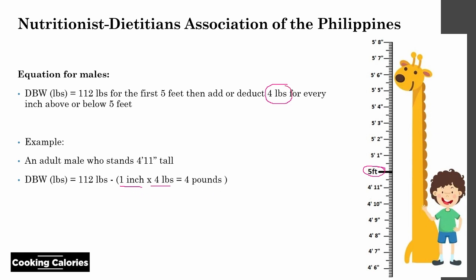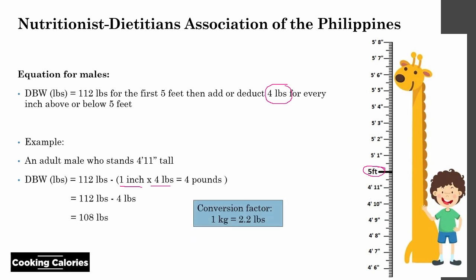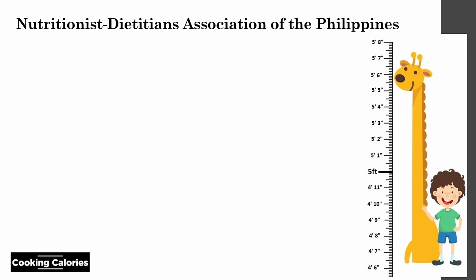Now since the height of our client is below 5 feet, we will deduct 4 pounds from 112 pounds. So 112 minus 4 equals 108 pounds. And to convert 108 pounds to kilograms, we will divide 108 by 2.2 pounds, and that will give us 49 kilograms.